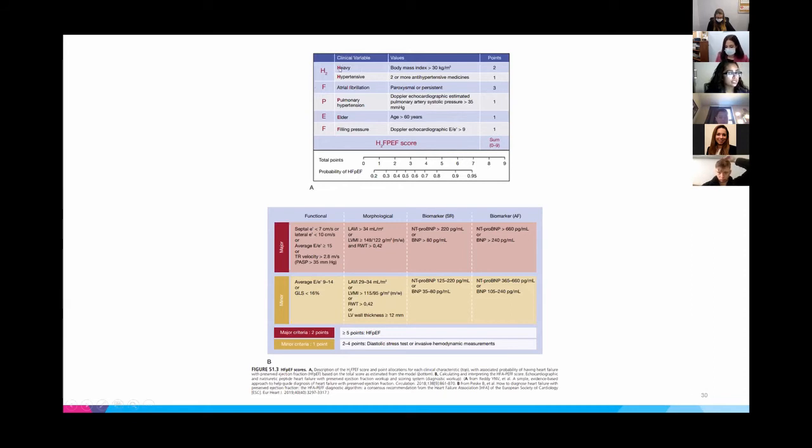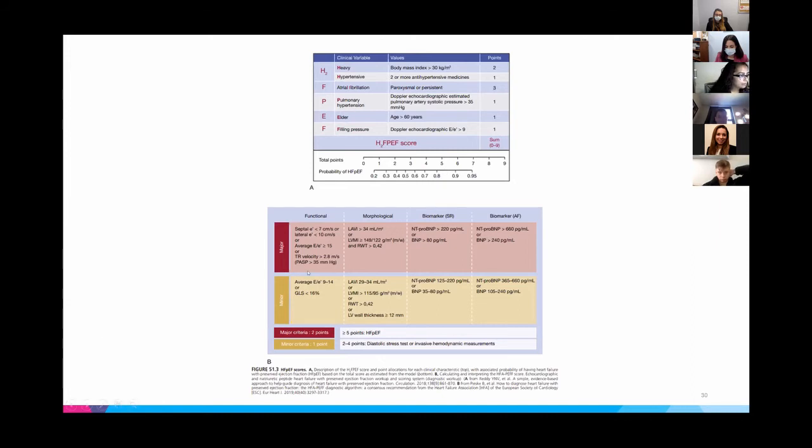So it includes essentially weight, hypertension, atrial fibrillation, pulmonary hypertension, elderly, and high filling pressures based on echo. And so it'll give you a total number, which you can then plot against the probability of them having HFpEF.